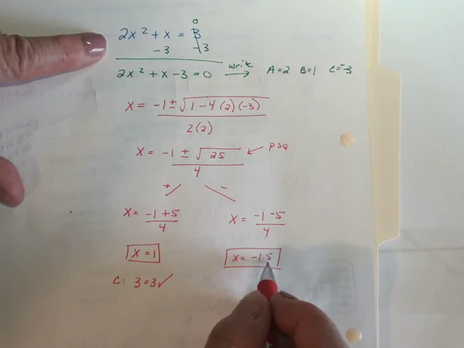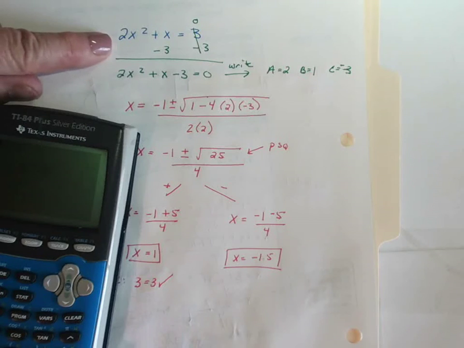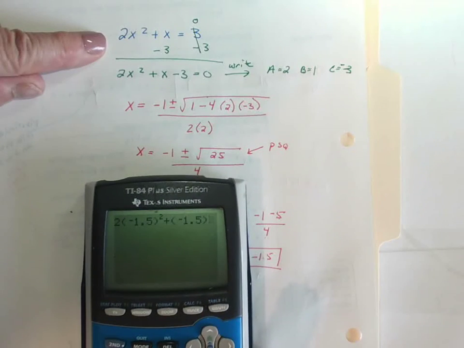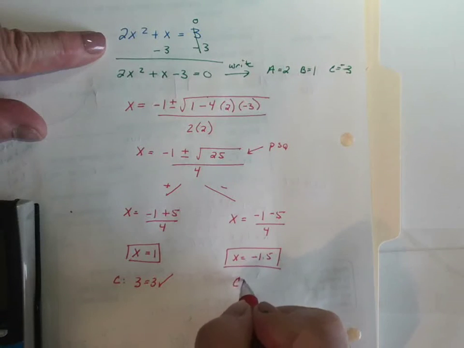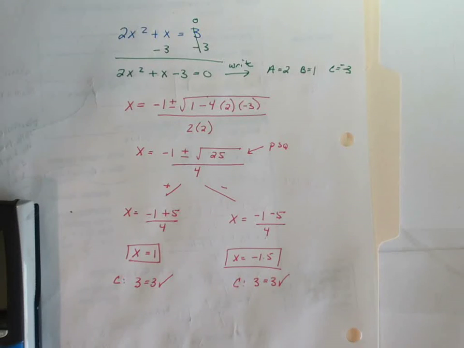Okay. -1.5. Well, I better put that in my calculator. I can't do that one in my head. Okay, so you're going to have 2 parentheses. We're going to take -1.5 and we're going to square it, and we're going to add -1.5. Okay, and so we have that. We hit enter, and so it checks. 3 equals 3. Cha-ching, it checks.